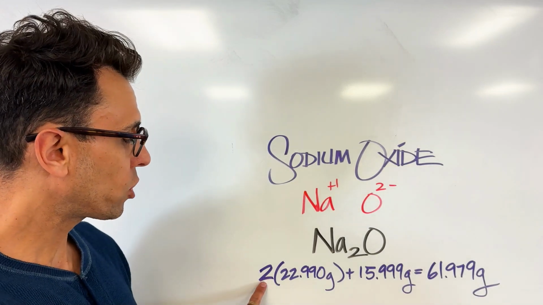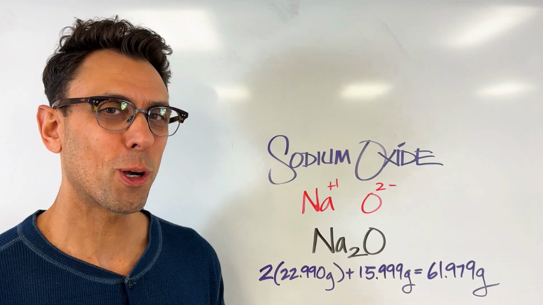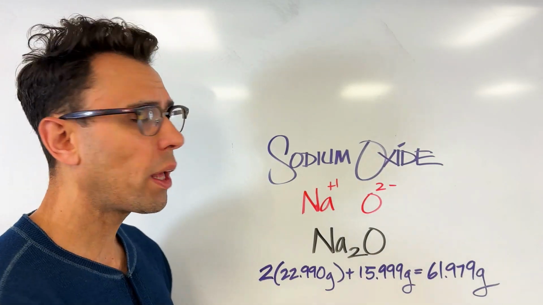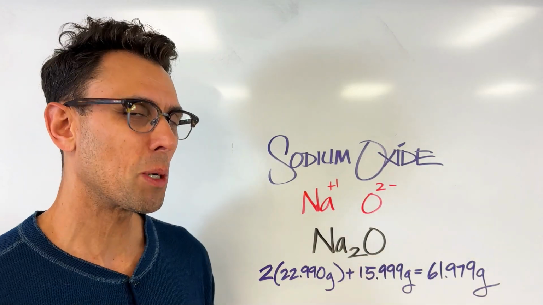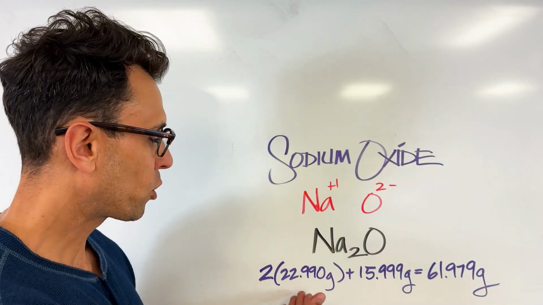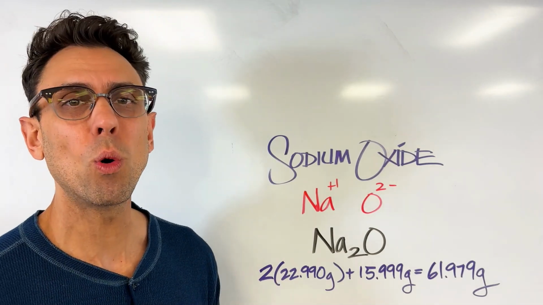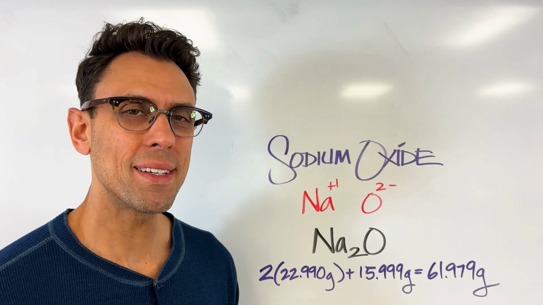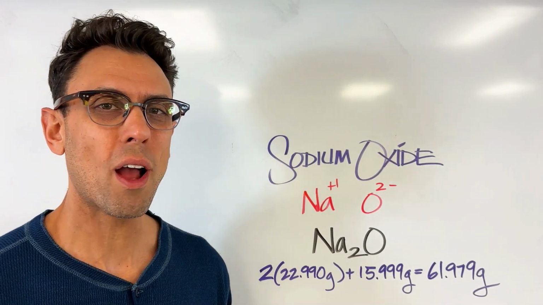Now here I'm multiplying the mass of the sodium by 2 to represent the fact that there are 2 sodiums in the chemical formula, while only using 1 of the oxygen masses because we do not see a subscript after the O. Using multiplication and addition, we find that the mass of 1 mole of sodium oxide weighs about 61.979 grams. Okay, now I'm going to give you a tougher question for you to try on your own.